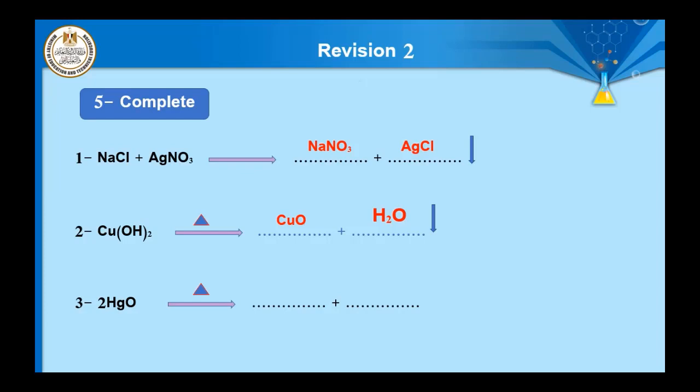Chemical equation number 3. Mercuric oxide. We know this chemical equation as one type of thermal decomposition, when a metal oxide is decomposed by heat into metal with oxygen. Mercuric oxide is decomposed by heat into mercury and oxygen.